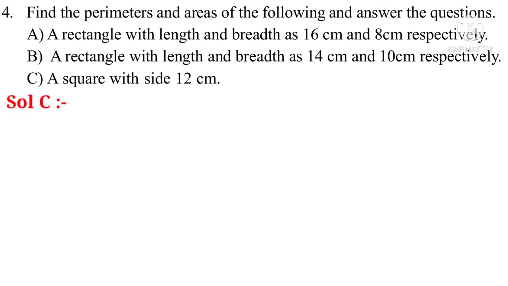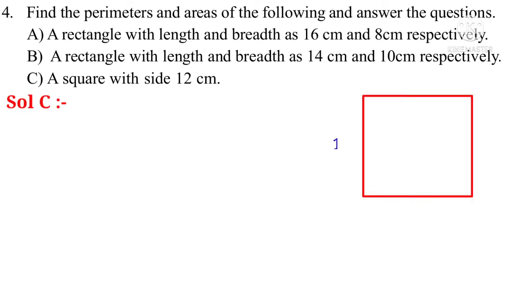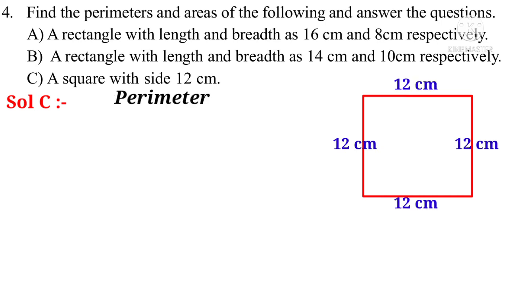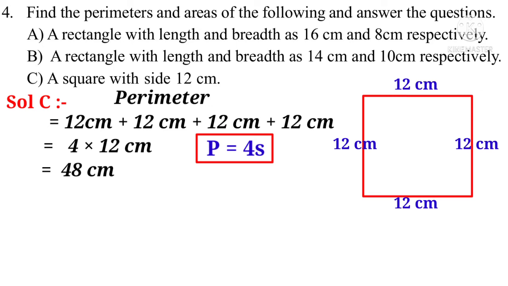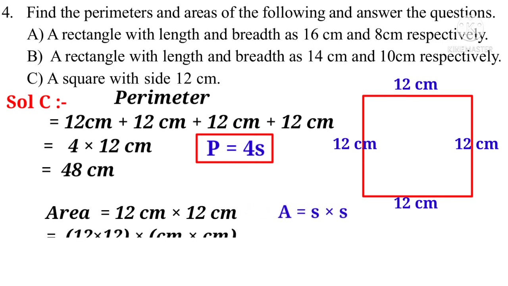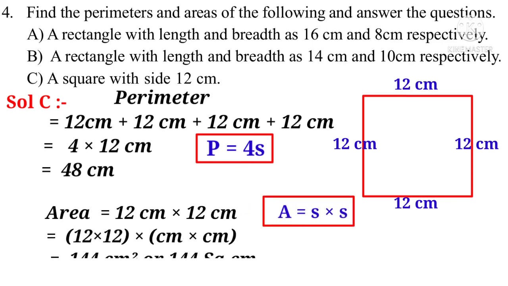Now solution C. Take the picture of a square and draw the 12 centimeters each side. Now perimeter P is equal to sum of all the sides, that is 12 plus 12 plus 12 plus 12, that is 4 into 12, that is 48 centimeters. Now area is 12 centimeters into 12 centimeters, S into S. So 12 into 12 is 144. Centimeter into centimeter is square centimeters, that is 144 square centimeters.